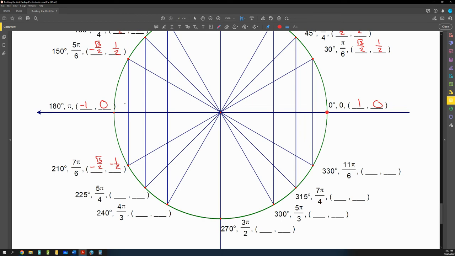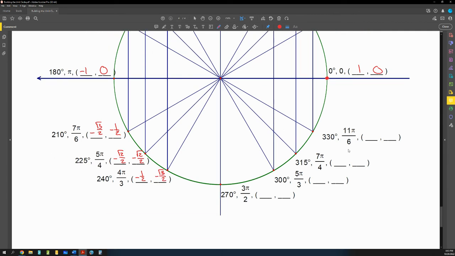225, or 5 pi fourths, has a reference angle of 45, or pi fourths. So we have that isosceles right triangle, both negative root 2 over 2. And finally, 240 is our reference angle of 60, so that's going to be negative 1/2 and negative root 3 over 2. Our next quadrantal, 270, again, that's on the unit circle. We have 0, negative 1.